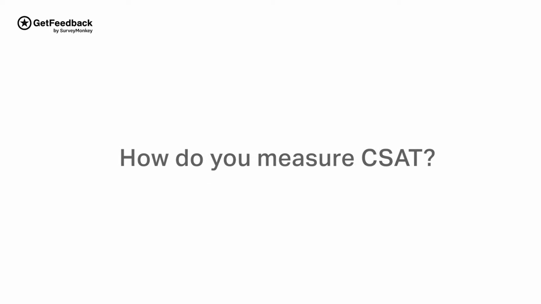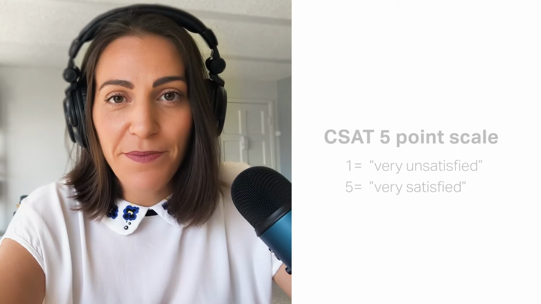Okay, so how do you measure CSAT? The customer satisfaction score is assessed by asking customers to rate their overall satisfaction with a specific product, service, or a specific interaction using a 5-point scale, 1 being very unsatisfied and 5 being very satisfied. The metric is looking specifically at the percentage of happy customers, which is why when you calculate the CSAT score, you only take into consideration the 4 to 5 ratings.